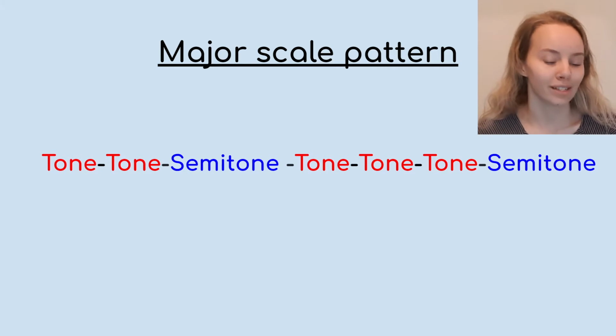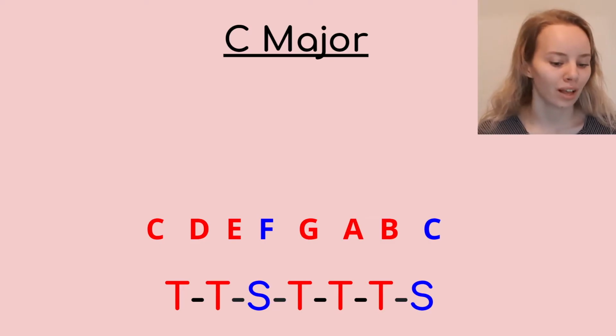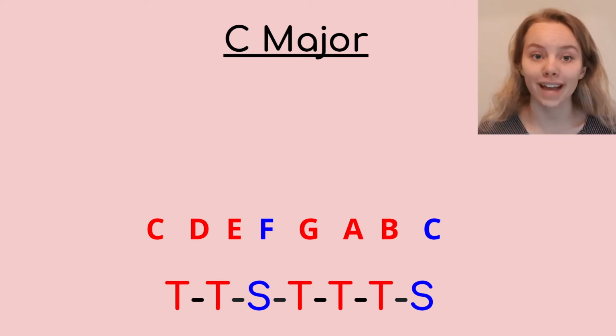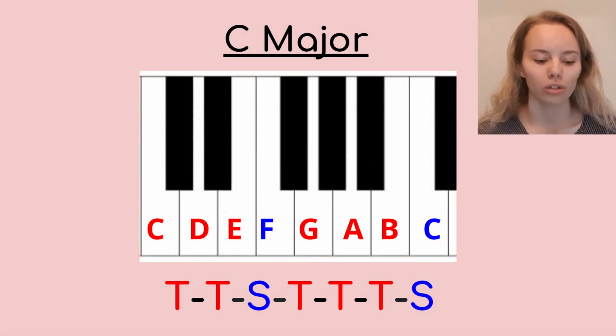Let's put this into practice. So we're going to start with our nice easy major scale, C major. Right, so C major starts on a C and ends on a C. So we start on the C and we know that our formula is tone, tone. It's got 2 tones. So let's go from C, we're going to do a tone from C.